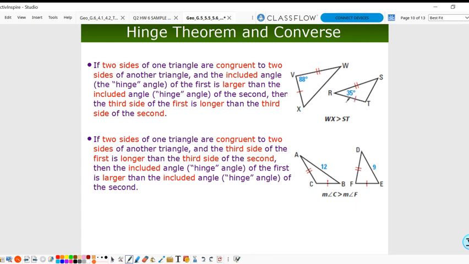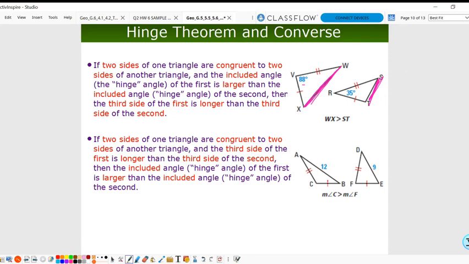When I look at my drawing, angle V is 88 degrees. That is bigger than angle R, which is 35. That tells me that the side, WX, is going to be longer than the side, ST, because the angle it was opposite of was bigger than this one.